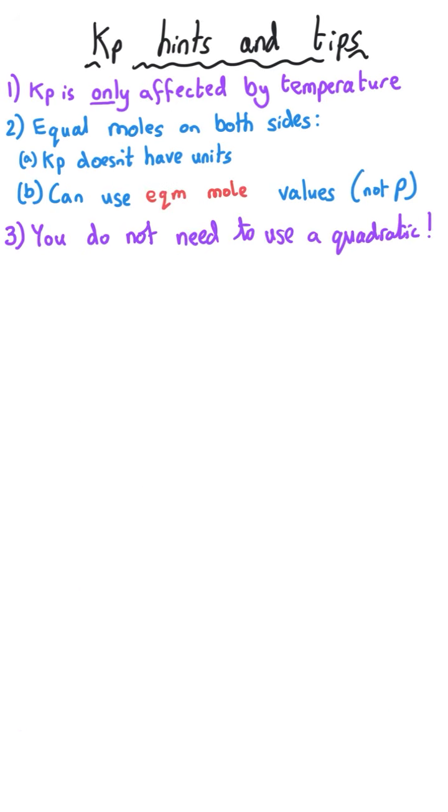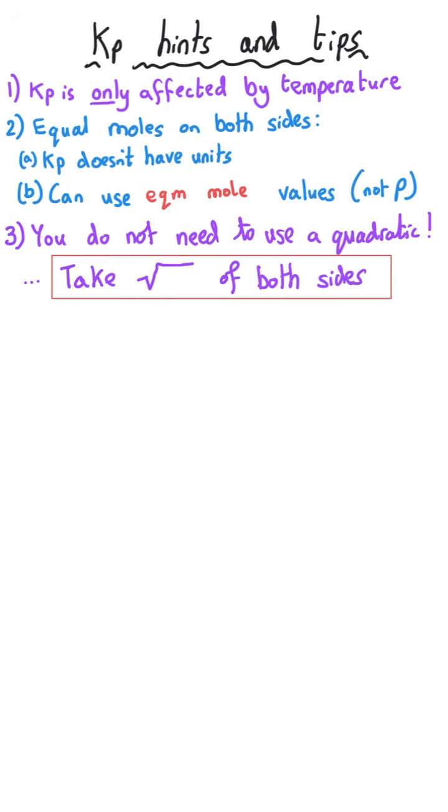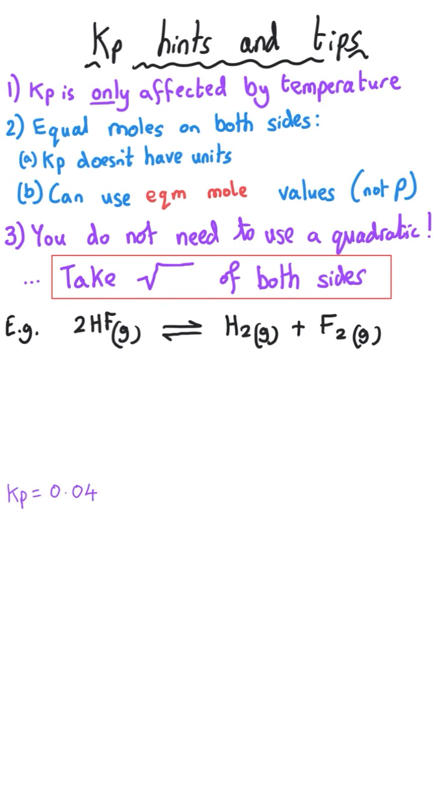The final hint and tip I want to give you is if it feels like you need to use a quadratic to solve an equation and find a value for something, then you've done it wrong, or there's an easier way, because for A-level chemistry, you're not going to be required to use quadratic expressions. The most common solution in this situation is going to be to square root both sides of this expression. You can encounter this if you've been given a value for Kp and a starting partial pressure for a particular chemical, but you haven't been given any of the equilibrium moles.